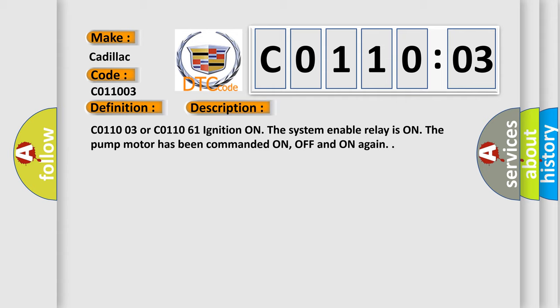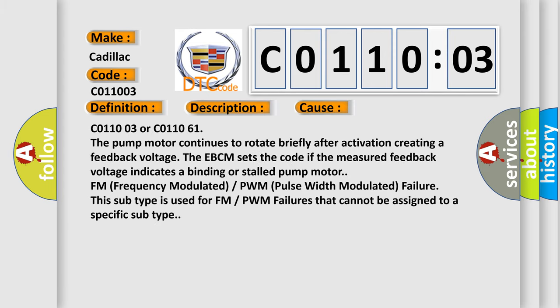C0110-03 or C0110-61: ignition on, the system enable relay is on, the pump motor has been commanded on, off and on again. This diagnostic error occurs most often in these cases: C0110-03 or C0110-61, the pump motor continues to rotate briefly after activation, creating a feedback voltage. The EBCM sets the code if the measured feedback voltage indicates a binding or stalled pump motor. FM frequency modulated, PWM pulse width modulated failure. This subtype is used for FM PWM failures that cannot be assigned to a specific subtype.